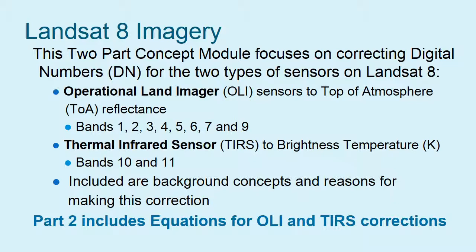This focuses on correcting those digital numbers for two different types of sensors that are on the Landsat 8 satellite system. One is called Operational Land Imager. It's OLI. These sensors we're going to correct for top of atmosphere reflectance for the bands 1, 2, 3, 4, 5, 6, 7, and 9. The other one is the thermal infrared sensor, commonly called TIRS, and we're going to look at brightness temperatures in Kelvin for bands 10 and 11.